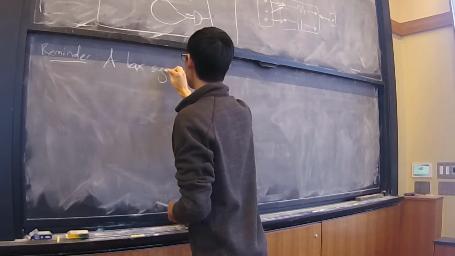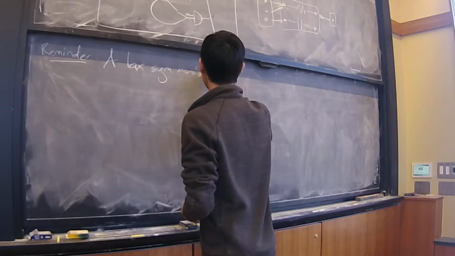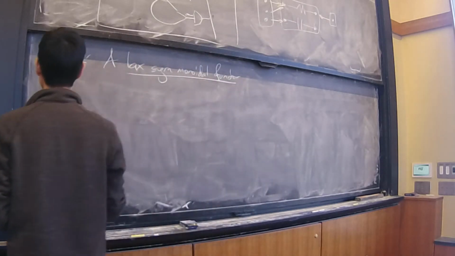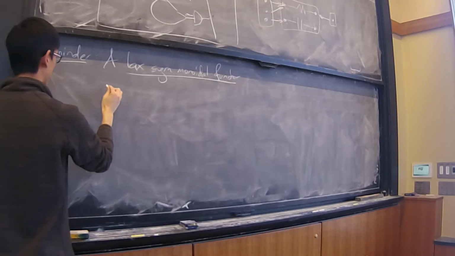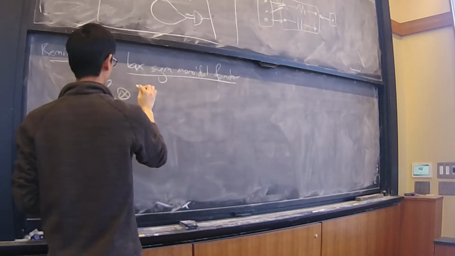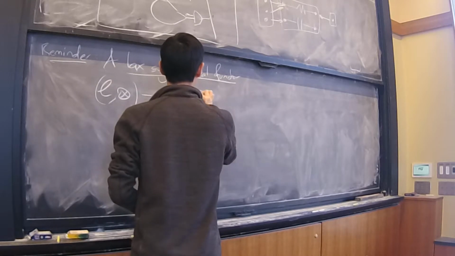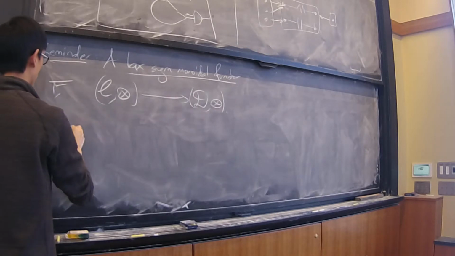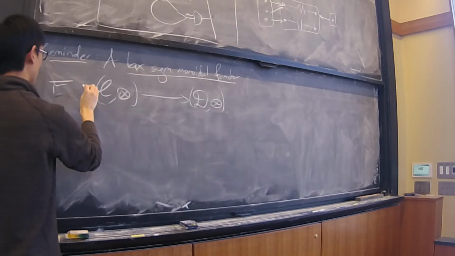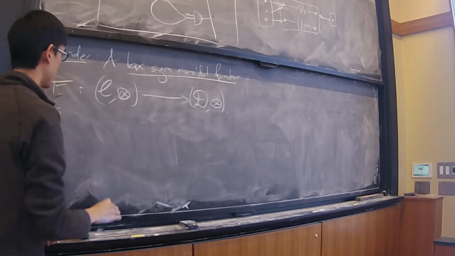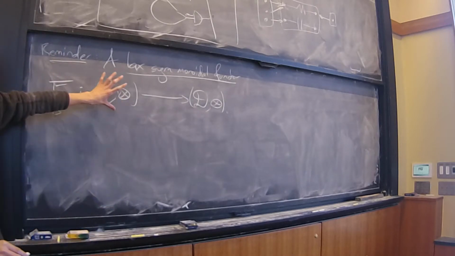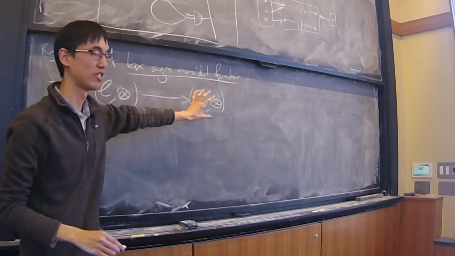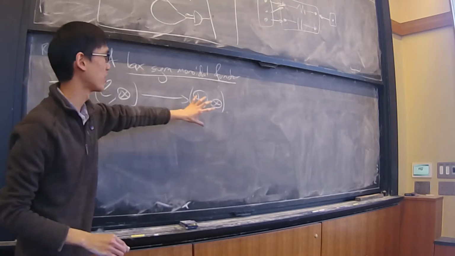So a lax symmetric monoidal functor takes two categories, or monoidal categories, so I call them C times and D times. And then that symmetric monoidal functor would be called F. So what does it do? It's a way of taking one symmetric monoidal category and taking all the structure in that and reinterpreting it as a structure in here.